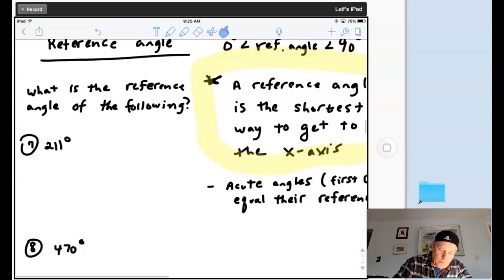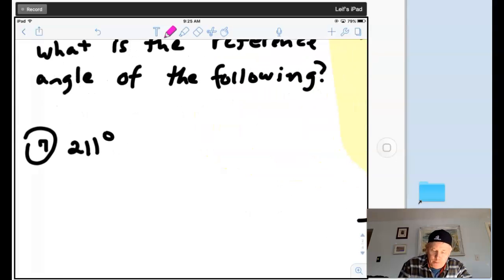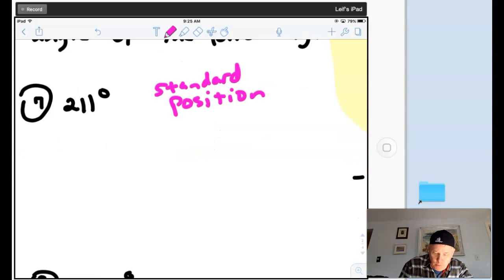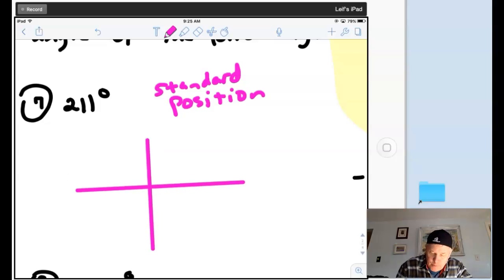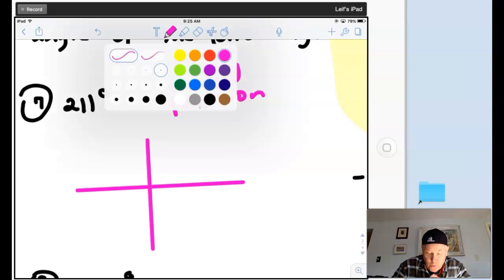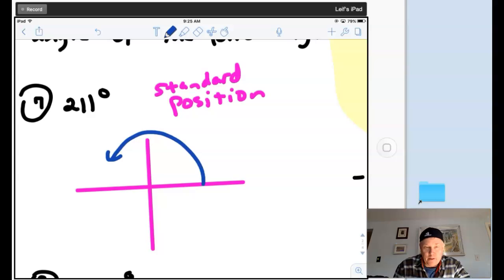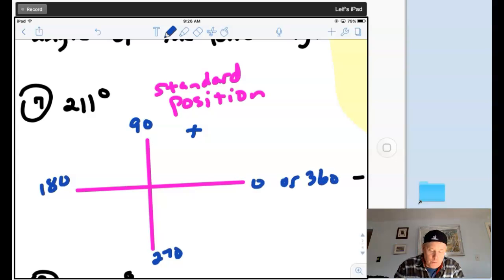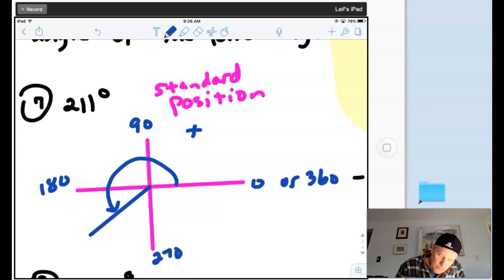Sorry. So first one, I'm going to draw this in what we call standard position, which means you always start at the x-axis and you go around. Okay, and remember positive angles always go counterclockwise, so they go this way. Negative angles go the other way. Okay, which means if I'm going around here, remember this is 180 degrees, this is 90, this is 270, this is 0 or 360. And you can go around the circle more than once too. Sometimes you might see that. But 211 is between 180 and 270, so it's somewhere over here, which means I'm going all the way around to there. Okay, that's my 211 degrees.